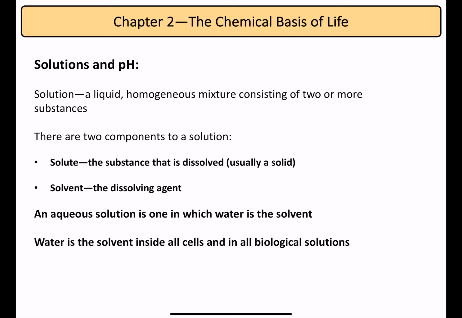So in a cell, you have many solutes. You have ions like potassium and calcium, chloride ions. You have proteins, which are dissolved in the water. You have sugars and other small molecules. Those are all solutes.